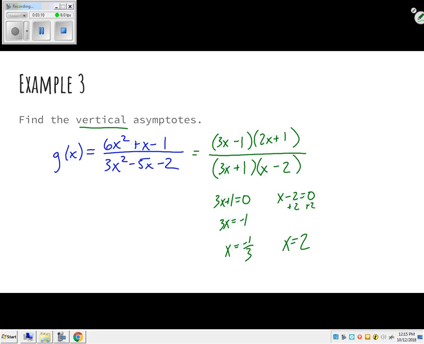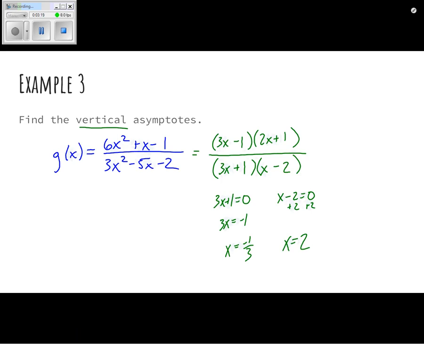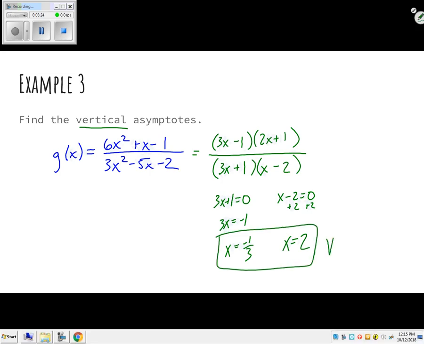Hey, you might be saying, why in the world did you factor that bottom out, or the top? Well, there is a reason. Just hold tight with that. And so these two down here would be my answers. You're going to hear me refer to these as VAs. Vertical asymptotes is kind of tricky to say, so I just call it VAs. That's a lot easier for me.